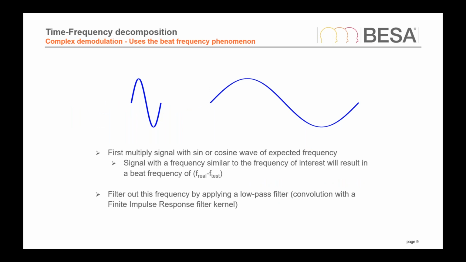Another way of decomposing data into time frequency components is the complex demodulation, which uses the beat frequency phenomenon. So this is done by first multiplying the signal with a sine or cosine wave of the expected frequency. And if my signal has a frequency similar to that frequency of interest, then this will result in a beat frequency. That is just the difference between the two. And we can filter out this one by applying a low-pass filter after the fact.